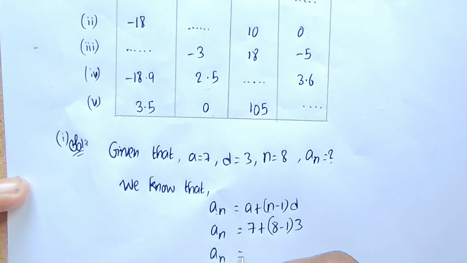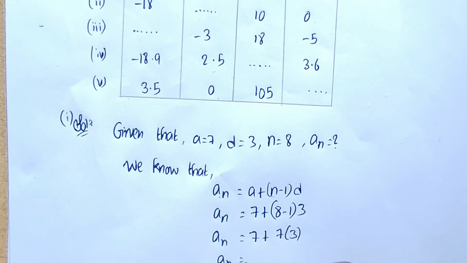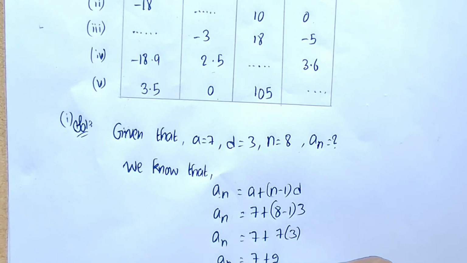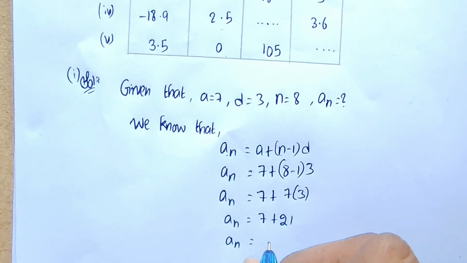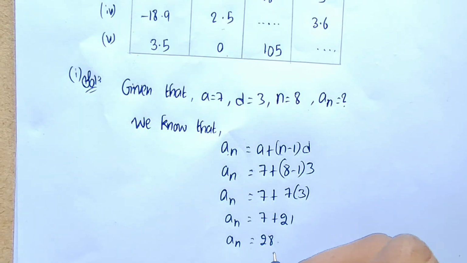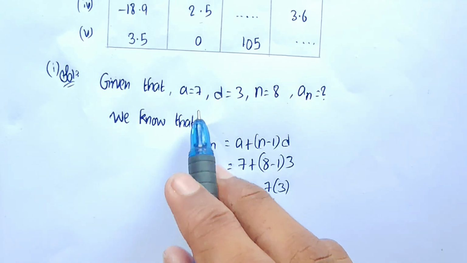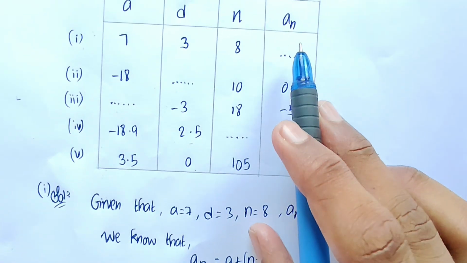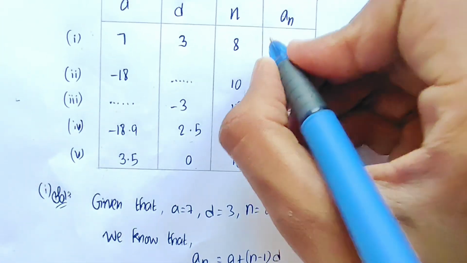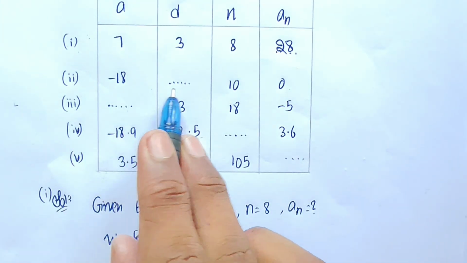So here a_n is equal to 7 plus (8 minus 1) means 7, into 3. Here a_n is equal to 7 plus 7 threes are 21. So we got a_n is equal to 21 plus 7 equals 28. So the value of a_n is 28. We got the value of a_n as 28 by the given data: a equals 7, d equals 3, n equals 8. So we have completed the first problem. Now let's go to the second problem.